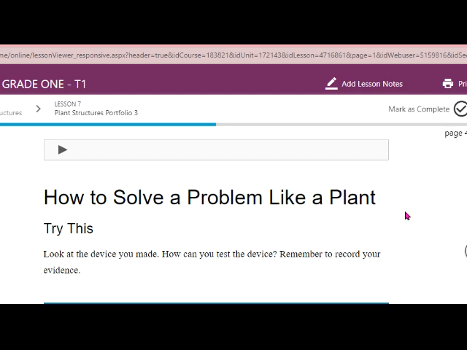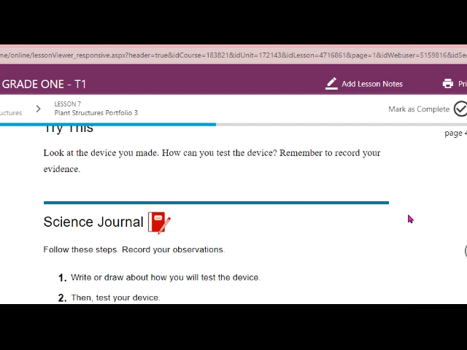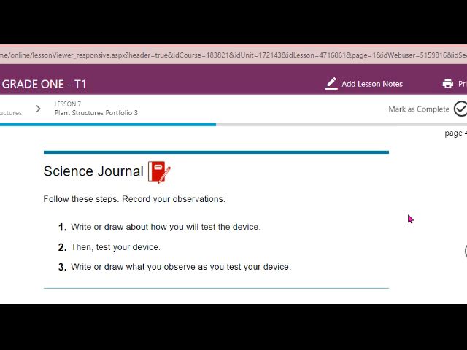Now look at the device you made and think about how you can test your device. Remember to record your evidence. So here's what you're going to do. You're going to write or draw about how you will test it, then test the device, and then write or draw what you observe as you test your device.